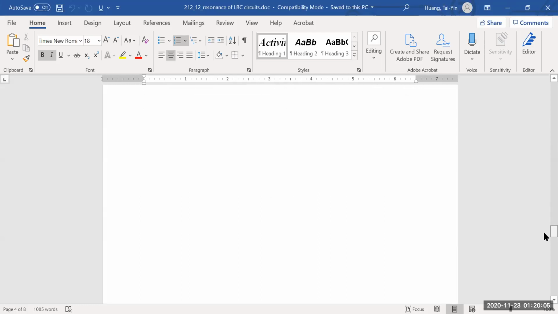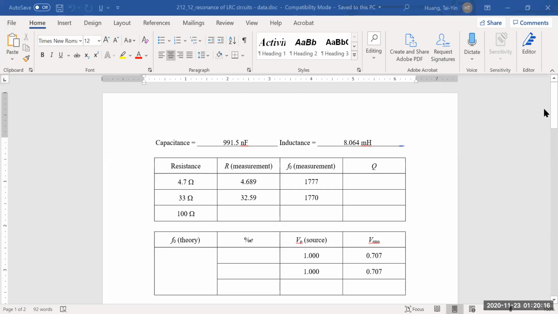And let me bring up the table, the data that you're going to see. So the data, you'll be provided two files. One is the Word document. This Word document provides the capacitance value, which is 991.5 nanofarad. You need to convert that to farad. Okay, nano is 10 to the negative 9th. And then the inductance is 8.064 millihenry. Milli is 10 to the negative 3.